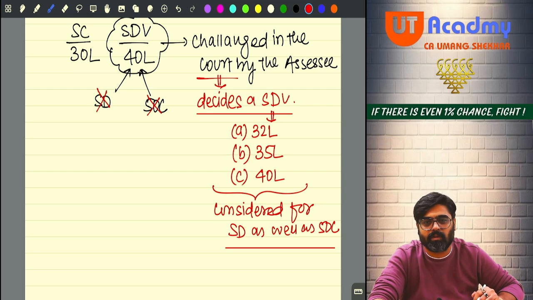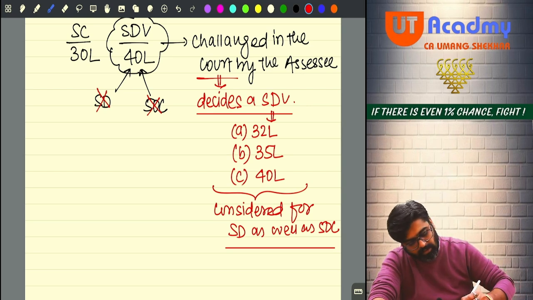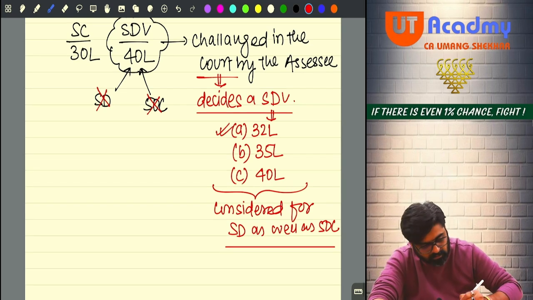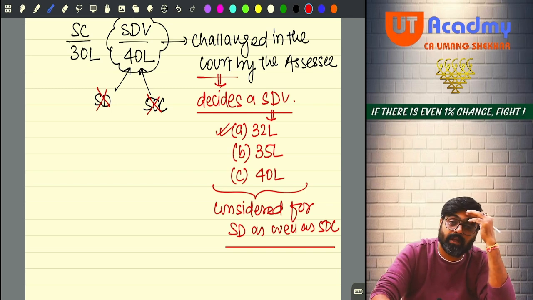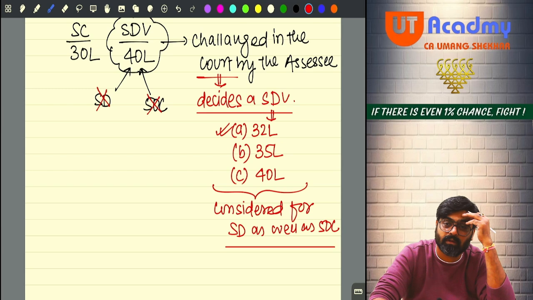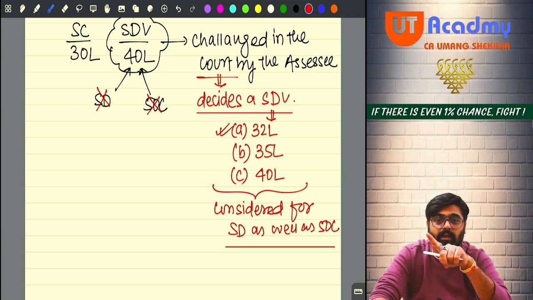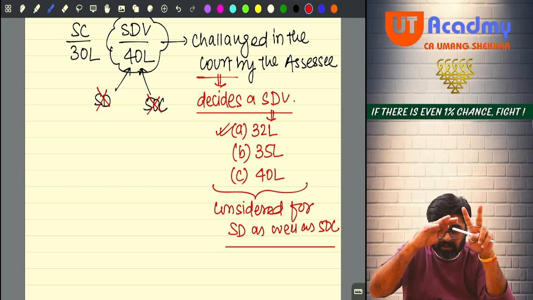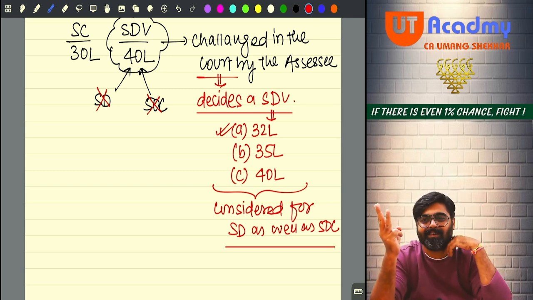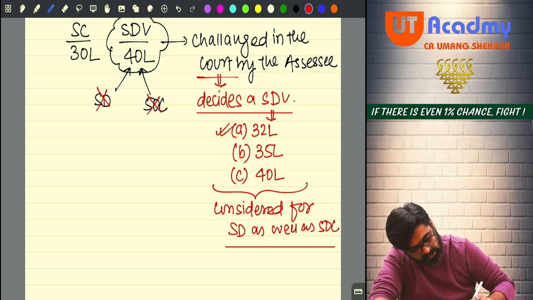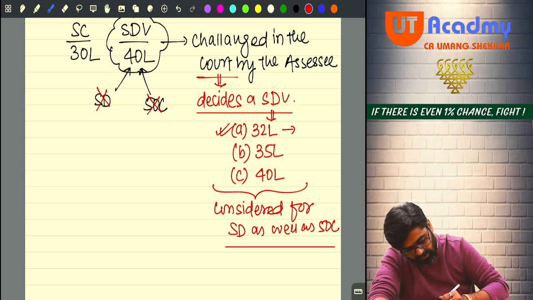Now let's talk about the first case. The stamp duty value decided by the court is 32 lakhs. Is it still less than your 30 lakhs, or more than your 30 lakhs? So 50C can be applied or cannot be applied? Cannot be applied. Because the difference between 32 and 30 is only 2 lakh, which is still lower than 3 lakhs. So in that case 50C will not be applied.